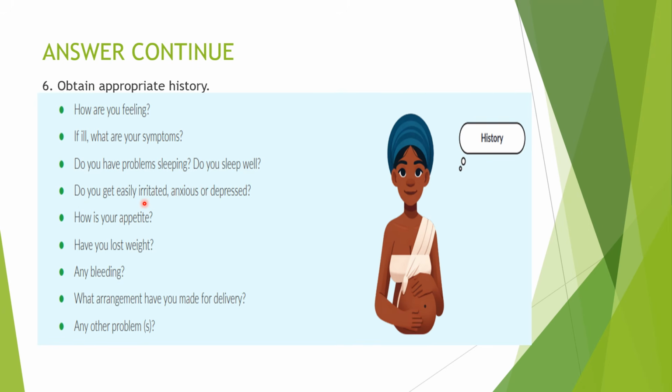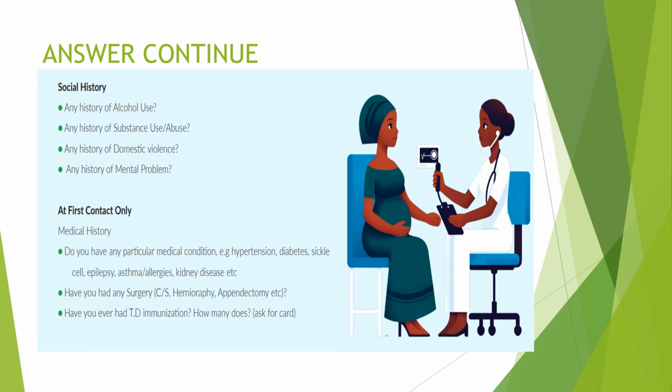Do you get easily irritated, anxious, or depressed? She will be anxious and depressed, afraid of losing her pregnancy. How is your appetite? So all these are questions that will be asked, and the client is expected to give appropriate answers to those questions.